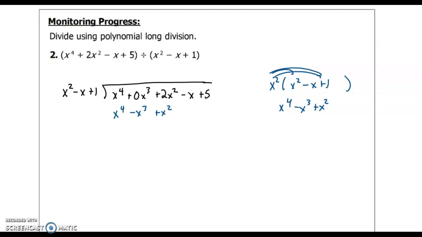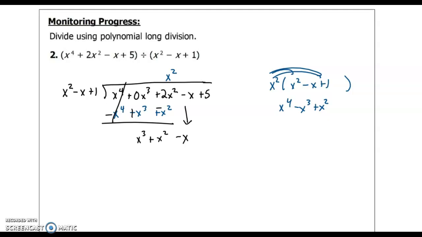What we multiplied by, the x squared, that's part of your solution up here. Now you subtract. You subtract everything in the row, so that changes all the signs. So that ends up with x cubed plus x squared, because 0 x cubed plus x cubed is x cubed. And then 2x squared minus x squared is x squared. All right, now bring down the minus x, just carry it down.